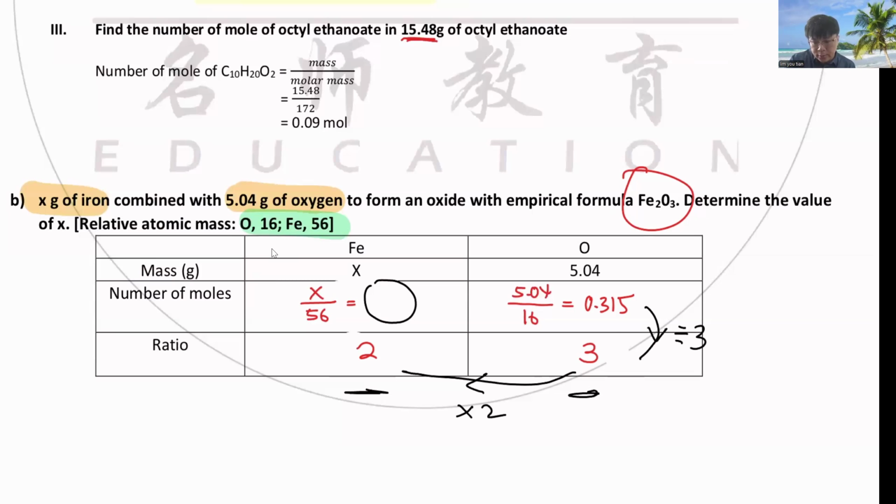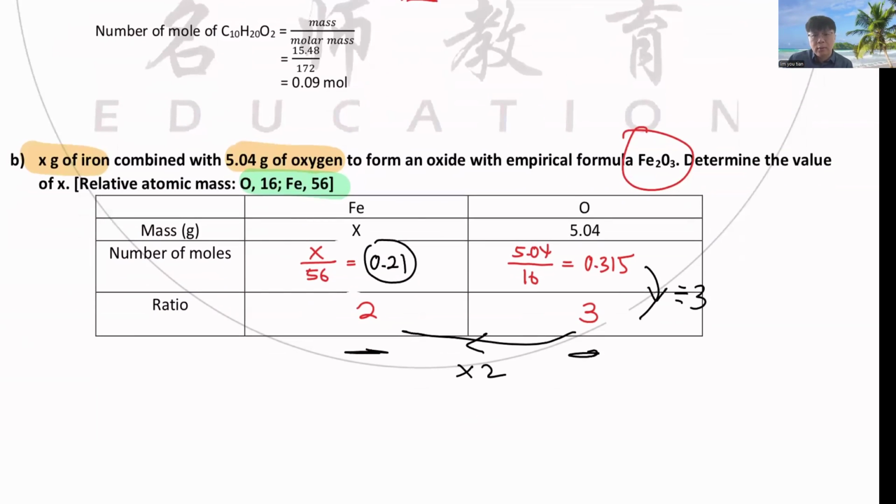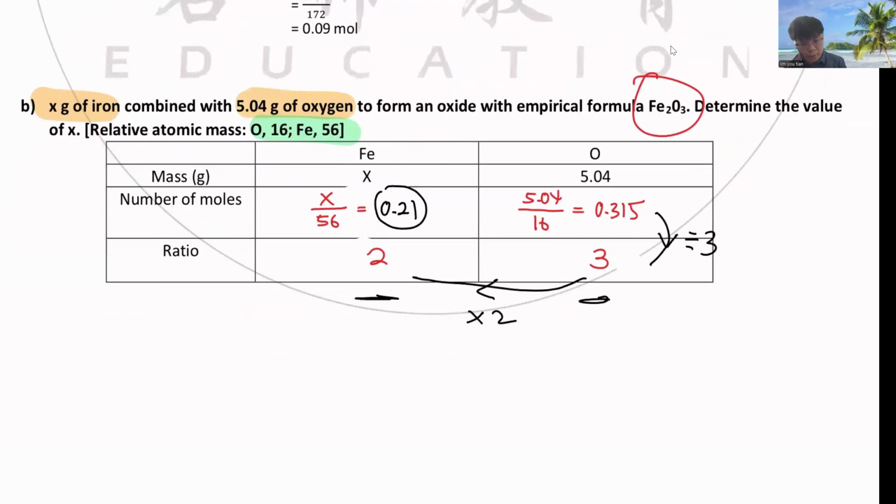0.315 divided by 3. I'll get 0.105. So 0.105 is one chocolate. Then times 2, I'll get 0.2. This one is normally innovative, very rare. Then after that, you get this number.